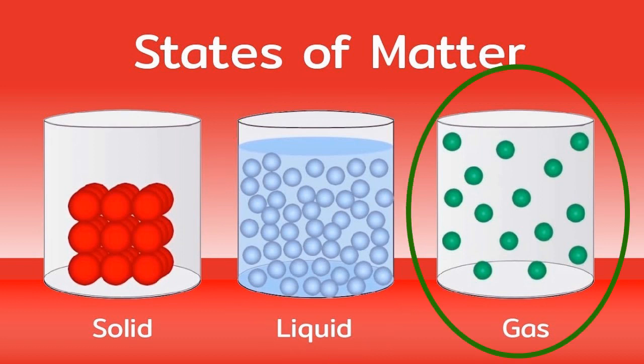Gases. A gas is matter without a definite volume or shape. The particles of a gas are far apart compared to the particles of a solid and a liquid. Gas particles touch only when they collide as they move. If a gas is placed in a container, it will spread out evenly. The gas will fill all the space and take the shape of that container.